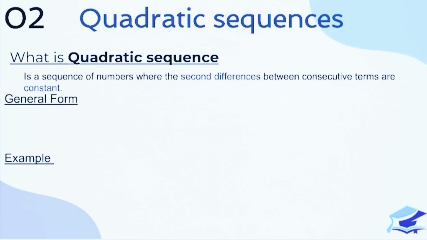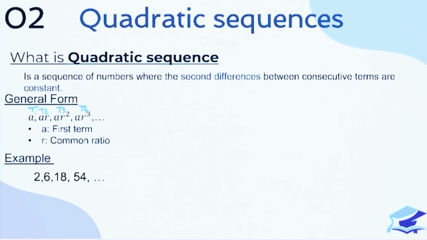What is a quadratic sequence? It is a sequence of numbers where the second difference between consecutive terms is constant. The general form: if a is the first term and r is a common ratio, T1 is a, T2 is a times r, T3 is a times r to the power of 2, T4 is a times r to the power of 3.